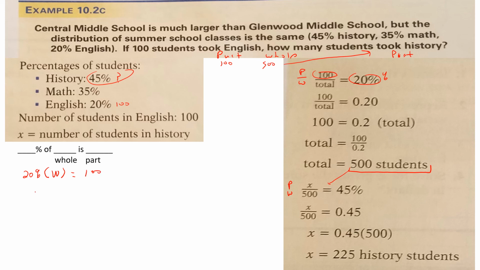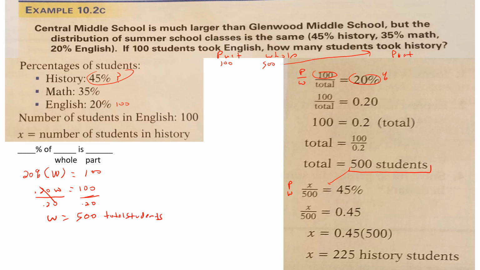So this is going to be 0.20W equals 100. I'm going to divide both sides by 0.2 because I'm solving for W, right? And when I end up dividing that out, I end up with 500. This is the whole, so this is the total students, right?